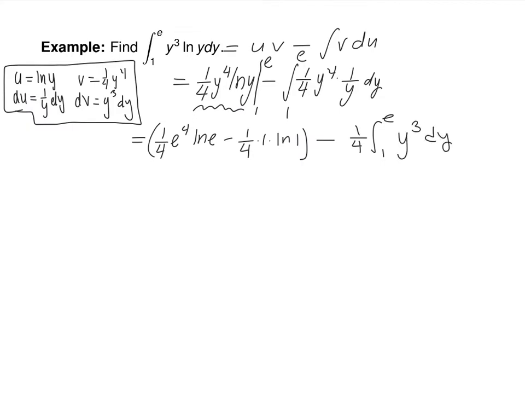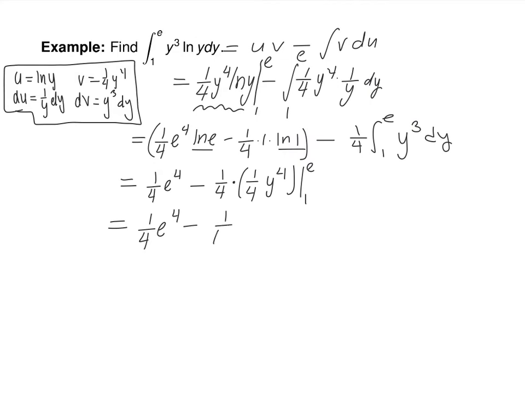As there are no hard and fast rules for how to pick u and dv, you just have to try a whole bunch of problems to get the patterns down. So this becomes, remember, ln of e is 1 and ln of 1 is 0, so we have 1/4 e to the 4th minus 1/4 times 1/4 y to the 4th evaluated from 1 to e, and that's 1/4 e to the 4th minus 1/16 y to the 4th evaluated from 1 to e.